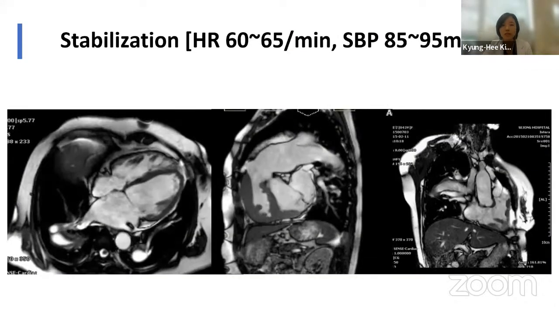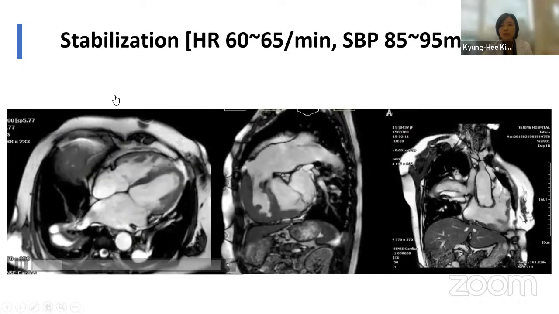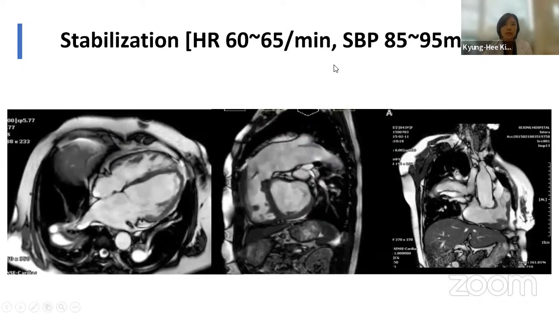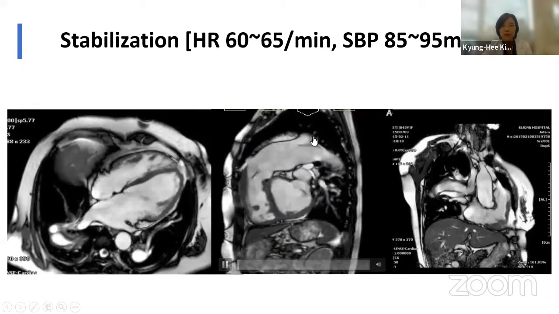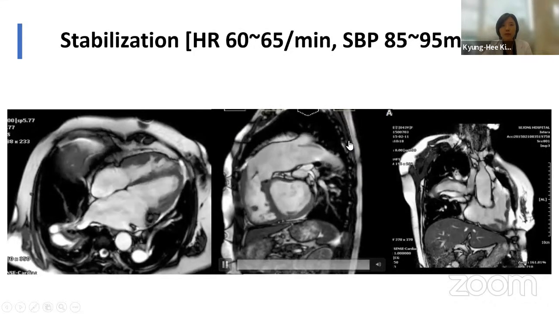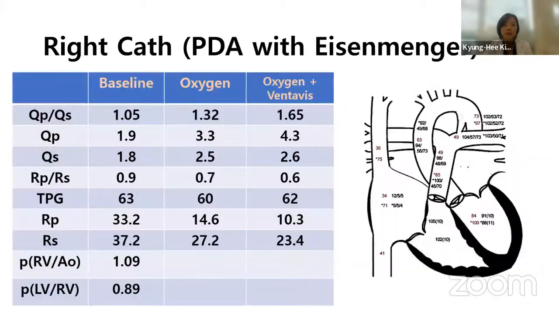After stabilization, her heart rate was around 60 and blood pressure was around 90. There are some intimal flap and false lumen within the pulmonary artery. After stabilization, we did catheterization. The pulmonary vascular resistance was very high, up to 33 wood units. When the vasoreactivity test was performed, it dropped to some extent, but was still 10 wood units or more. The only drug we decided to use first was pulmonary artery hypertension medication.